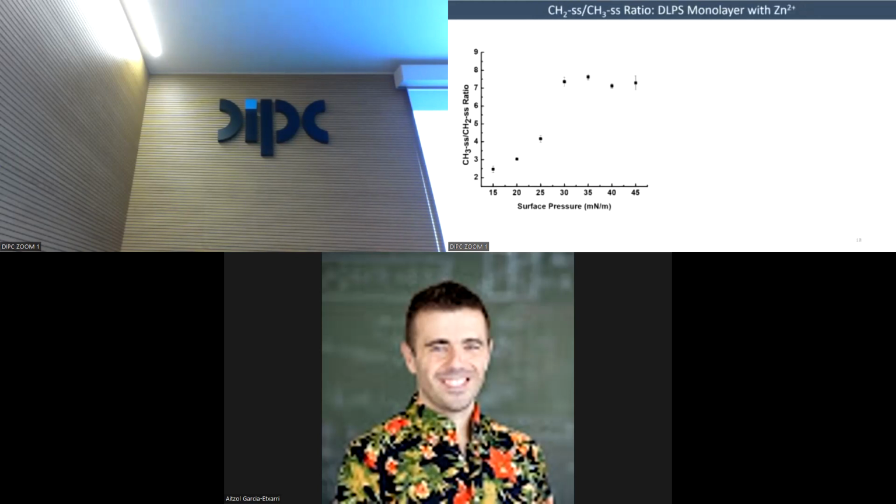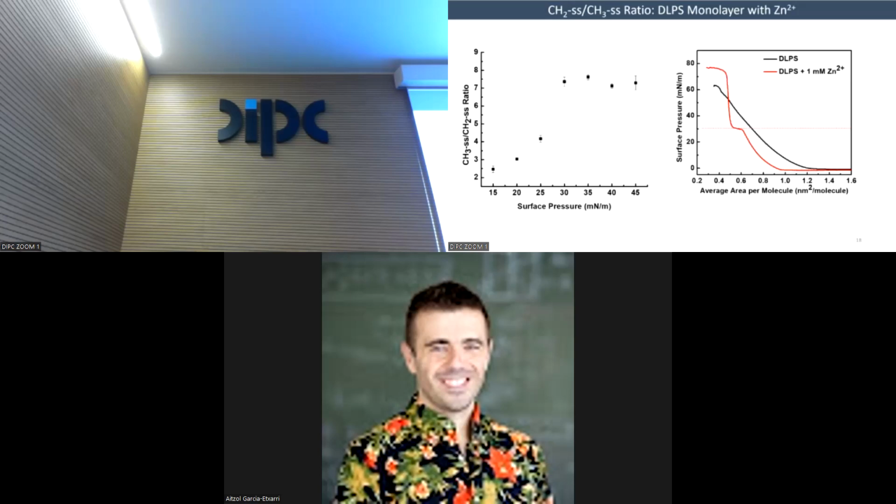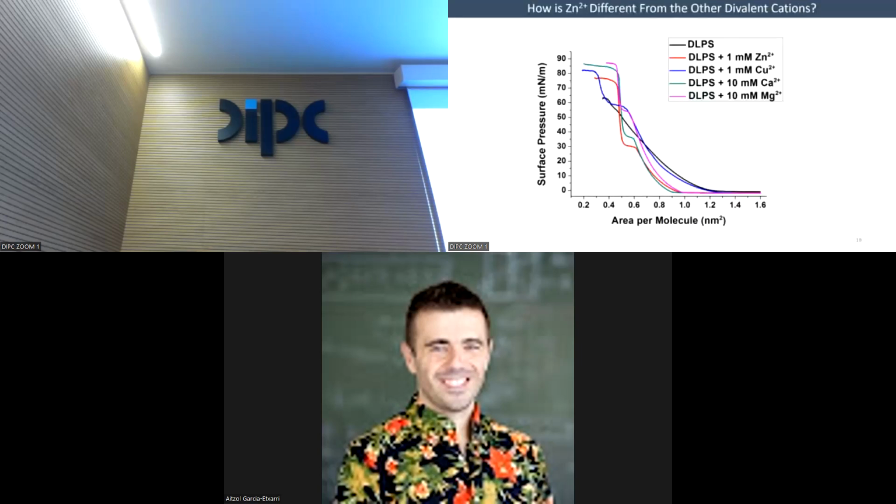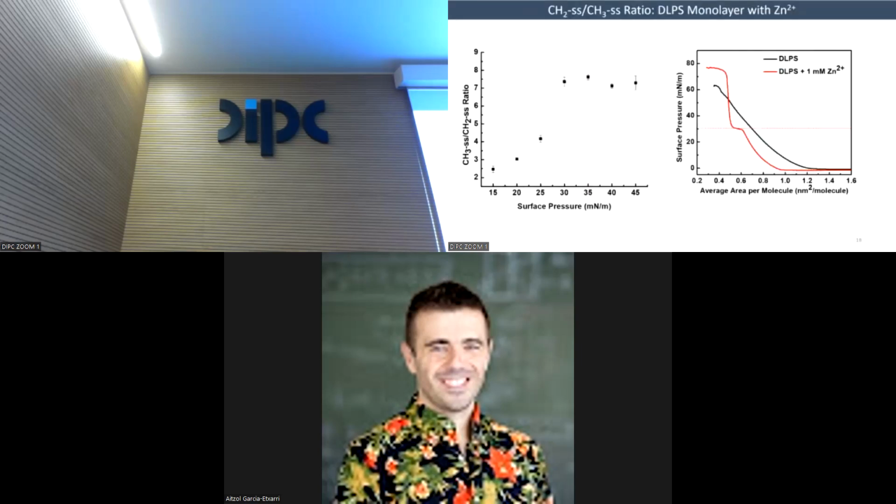But if you now add zinc and do the same experiment, you see a very sharp increase in that ratio, right around 30 millinewtons per meter. So this is the same pressure where we saw the phase transition in the thermodynamic measurements, right? So this now ties it all together and tells us that zinc binds, it neutralizes a charge, it brings the lipid head groups together, and you see a phase transition in the monolayer.